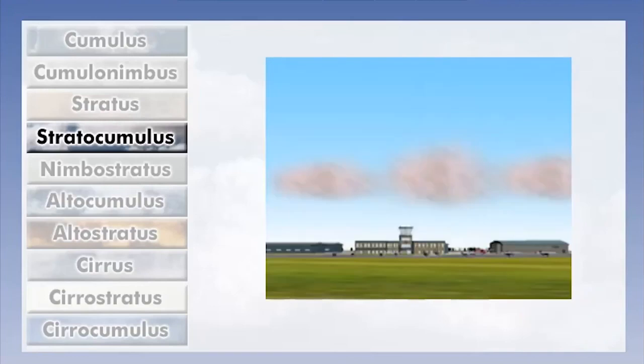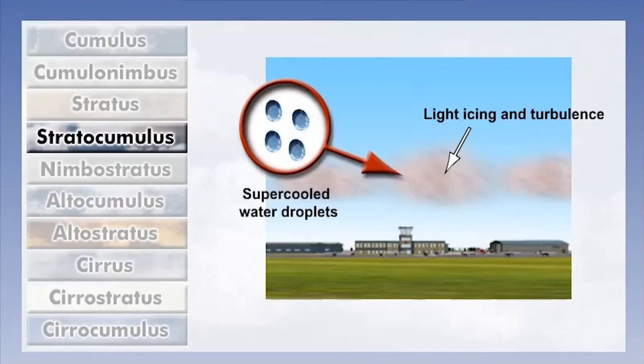Stratocumulus is usually made of water droplets and has a light icing and turbulence risk. However, on occasions when the temperature structure is just right, large numbers of supercooled water droplets can be present, giving a moderate, perhaps even severe icing risk with prolonged flight in the cloud.